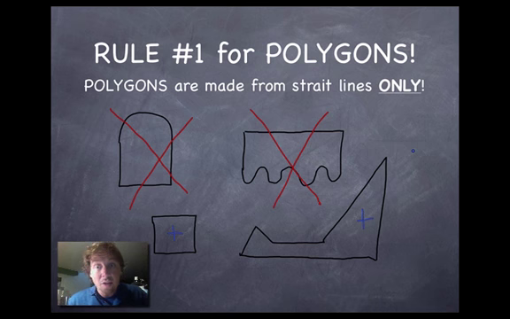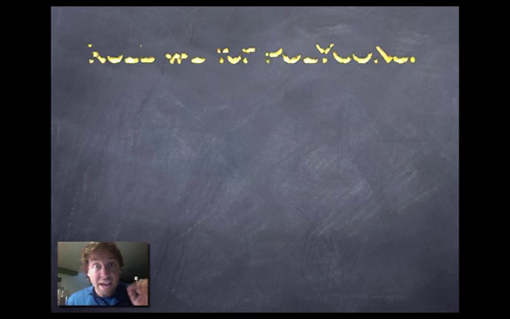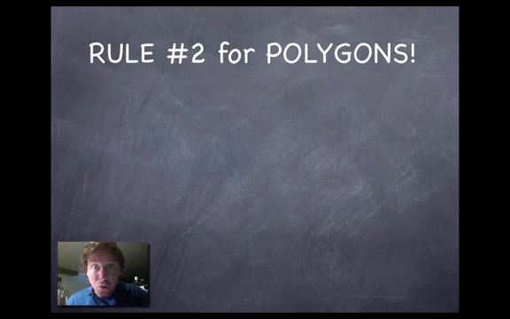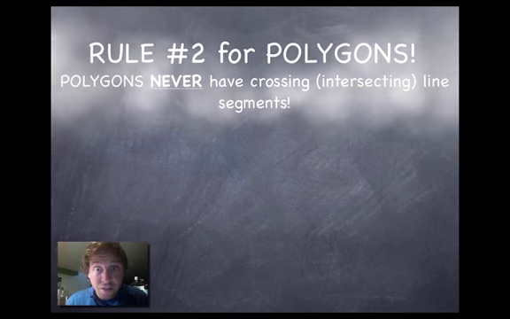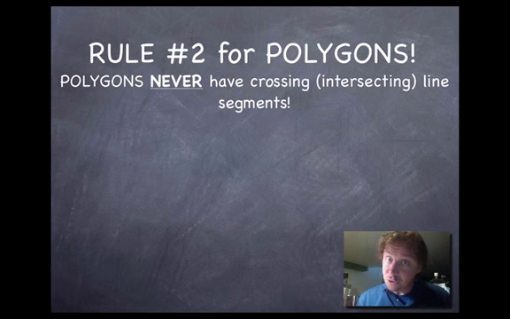Okay, now we're going to go into some other rules that you have to follow in order for something to be a polygon. So everything that I showed you, or those last two shapes, were polygons. They had straight lines, but they also had something else. Rule number 2 for polygons. They have to have straight lines, and none of those lines can ever cross. Okay? So if you see a crossing line in a shape, even if they're straight lines, if they cross over each other, that is not a polygon.